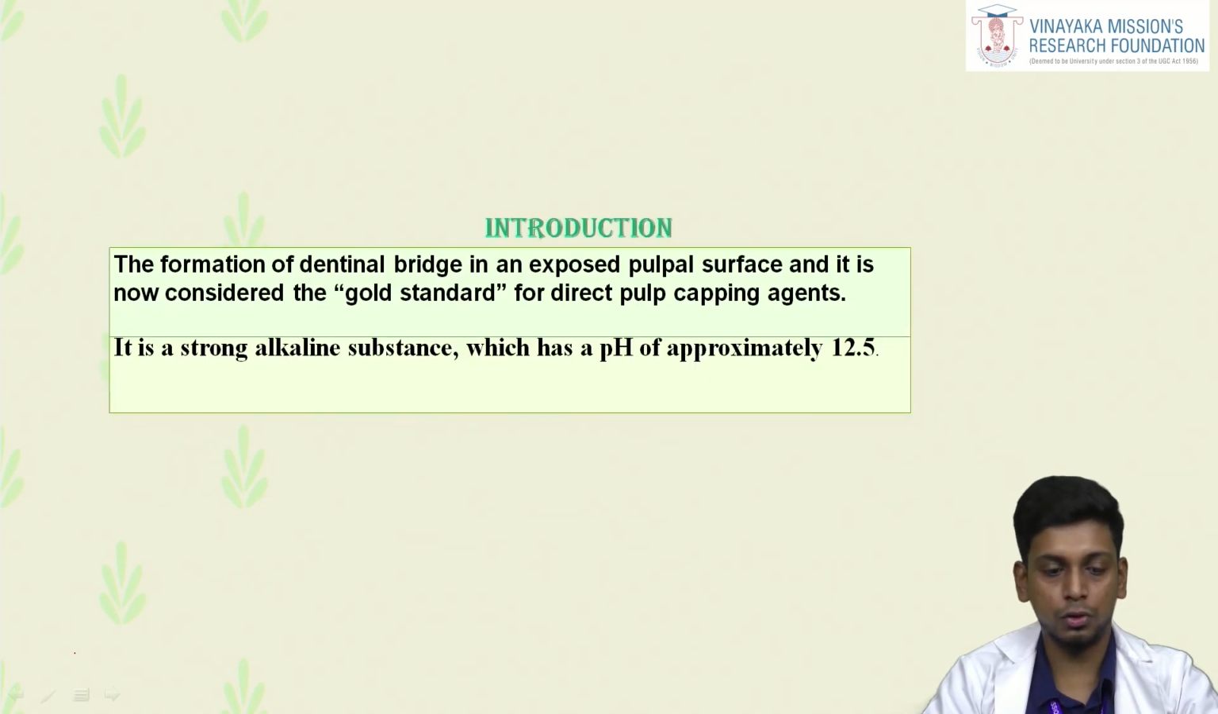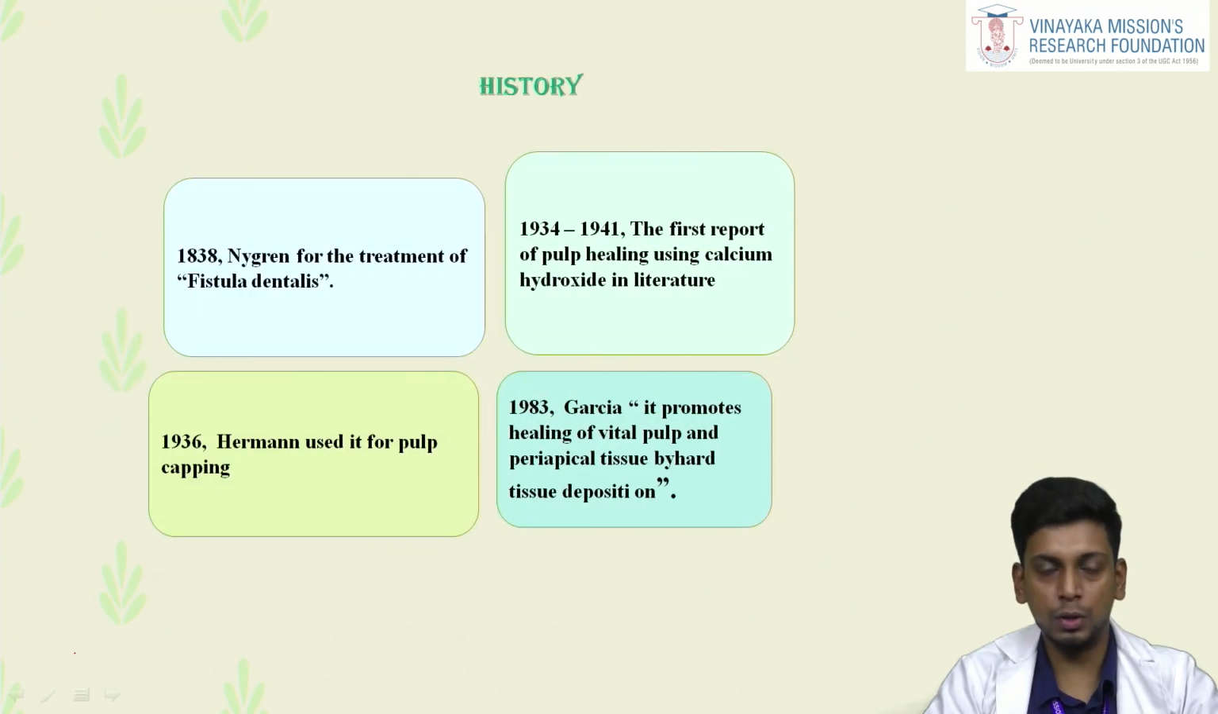So moving into the introduction, the formation of a dental bridge on an exposed pulp surface is now considered the golden standard for direct pulp capping agents. It is a strong alkaline substance which has a pH of approximately 12.5. So let us have a look into the history.